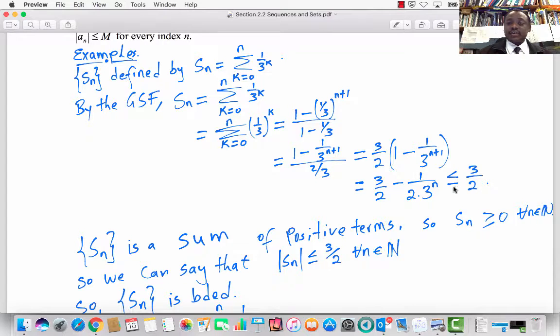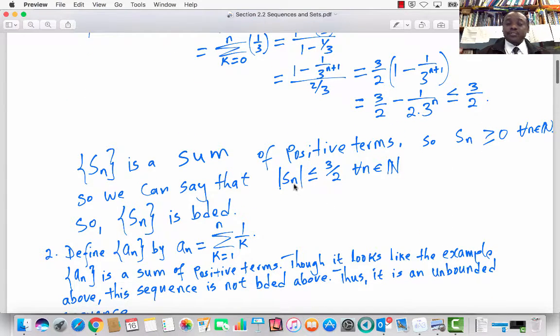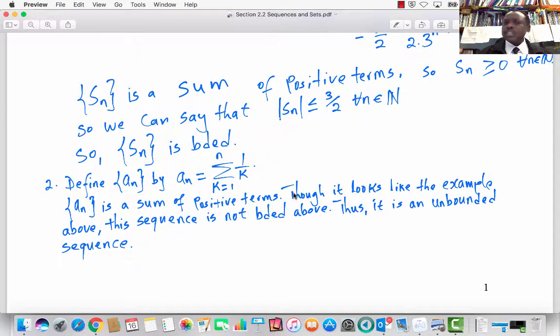Sn is less than or equal to 3 divided by 2. Sn is greater than or equal to 0, which of course is greater than or equal to negative 3 over 2. So we can say that the absolute value of Sn is less than or equal to 3 over 2 for every natural number n. And if we set our m to be 3 divided by 2, which is a real number, we can conclude that Sn is a bounded sequence. Are all sequences bounded? No.